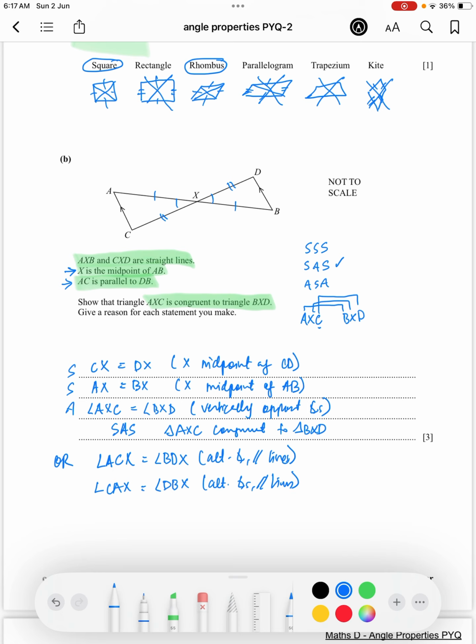And then you can pick one of the sides. So I'll pick CX is equal to DX. X is midpoint. You can pick AX equals to BX. Pun okay juga. So if this one, so the reason would be AAS. So that means ASA. Pun boleh juga.